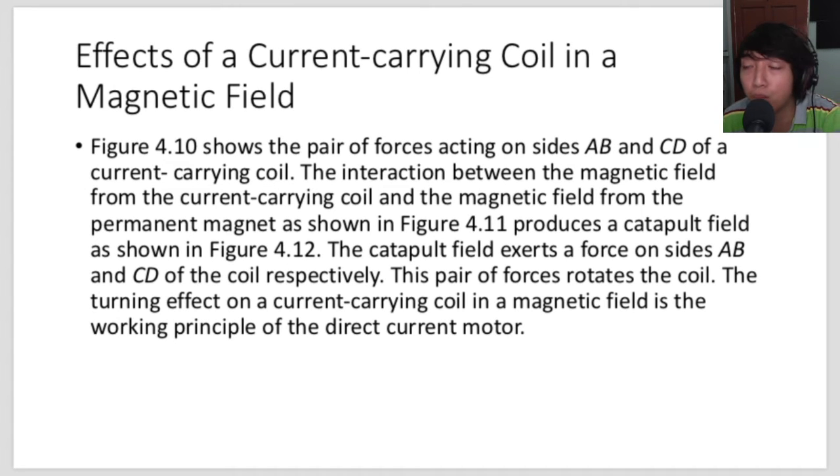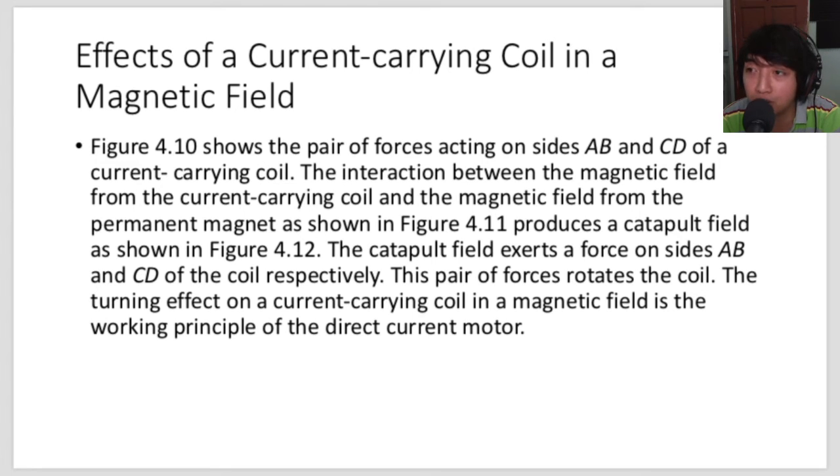Okay, so figure 4.10, the one I showed you just now, shows the pair of forces acting on sides AB and CD on a current carrying coil. The interaction between the magnetic field from the current carrying coil and the magnetic field from the permanent magnet produces a catapult field, as shown in 4.12. This is all in the textbook. You can double check again later. The catapult field exerts a force on sides AB and CD of the coil respectively.